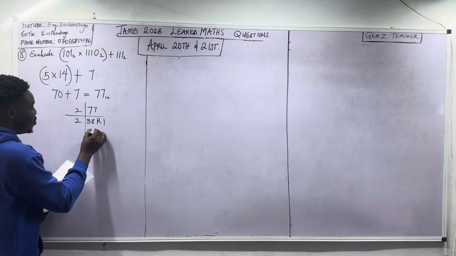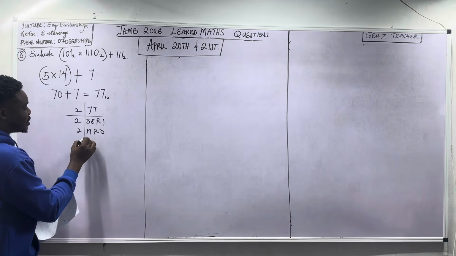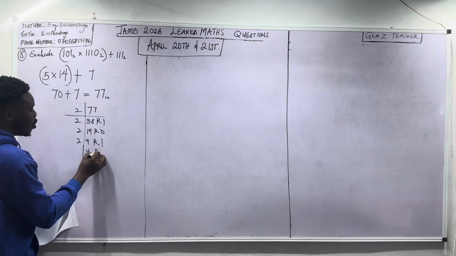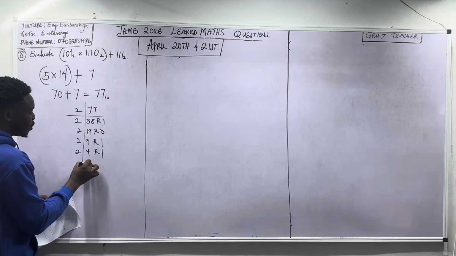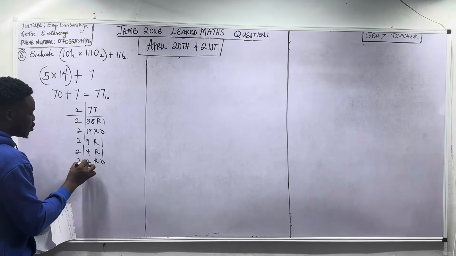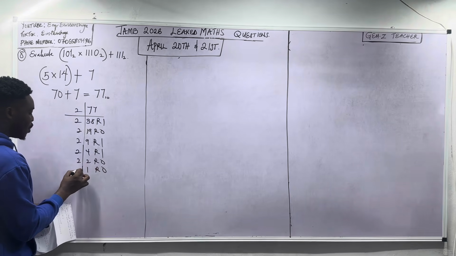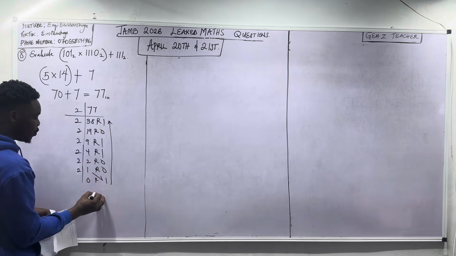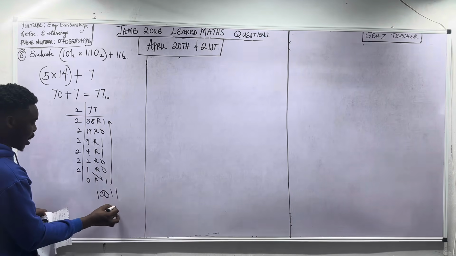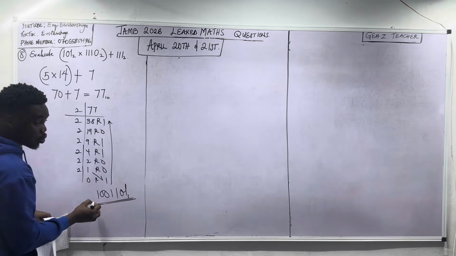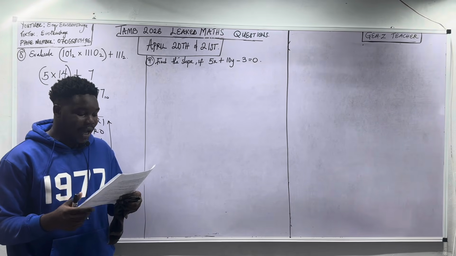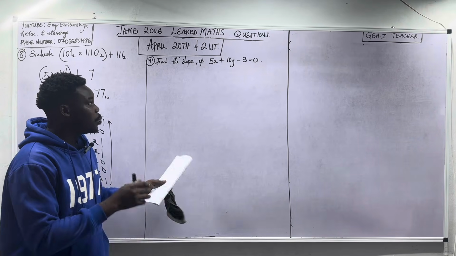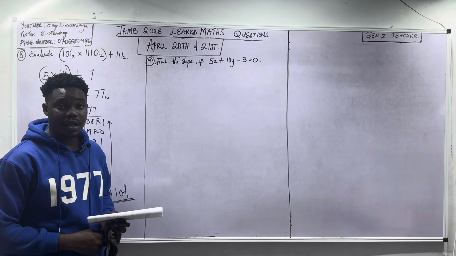Remaining 0. And 2 into 19, that will be 9, remaining 1. 2 into 9, that will be 4, remaining 1. 2 into 4, that will be 2, remaining 0. 2 into 2, 1 remaining 0. And then 2 into 1, 0, remaining 1. You write the remainders back from the bottom, and then the answer becomes 1001101 in base 2.